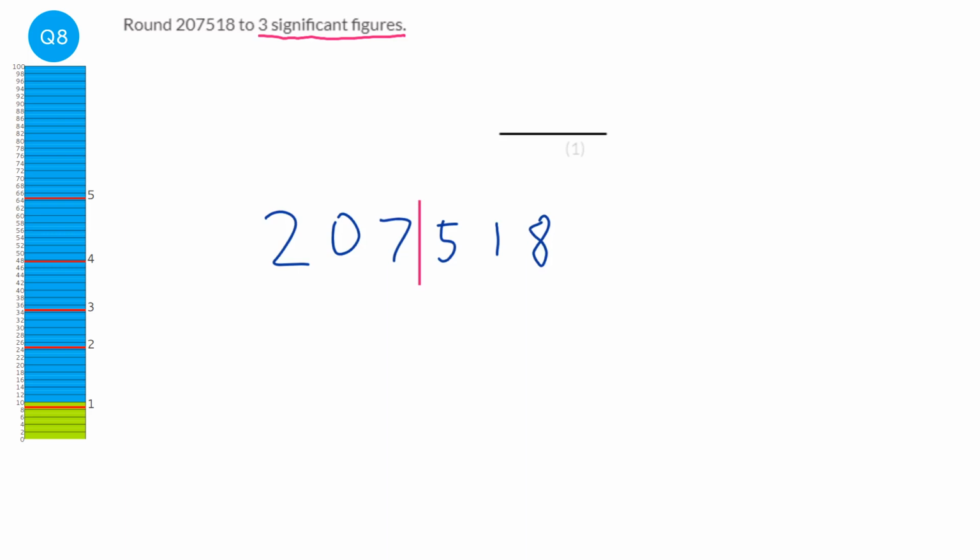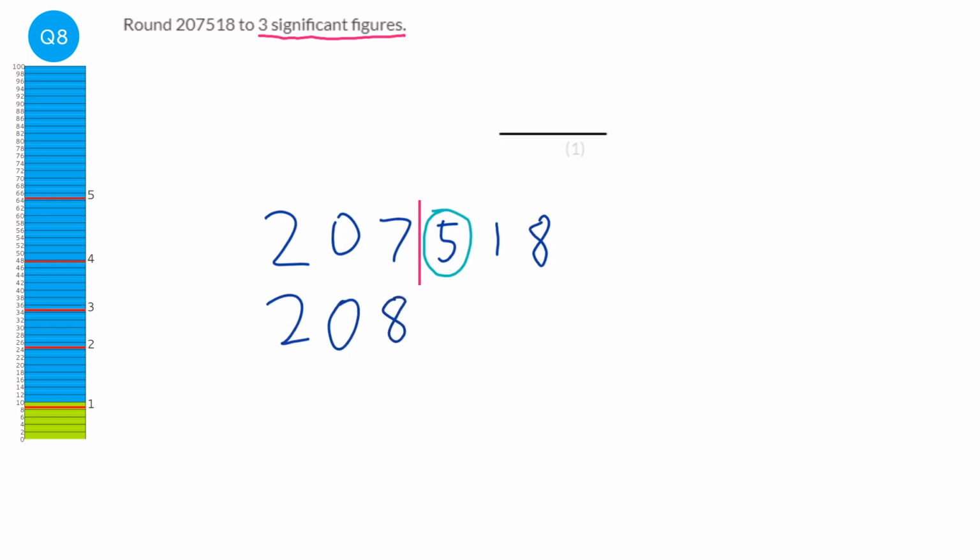Now all the numbers to the right, so these numbers here, will all turn to 0. But before that happens, we look at this number. If it's 5 or more, it moves this number up by 1. If it's less than 5, that number stays the same. Now it is 5 or more, because it is 5. So it's not going to be 207, it's going to be 208.